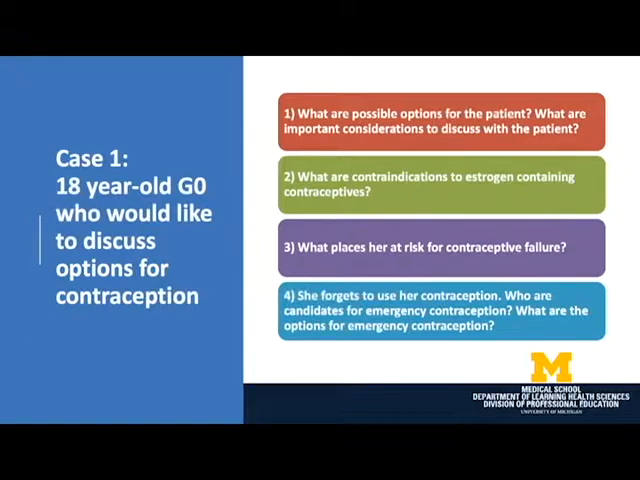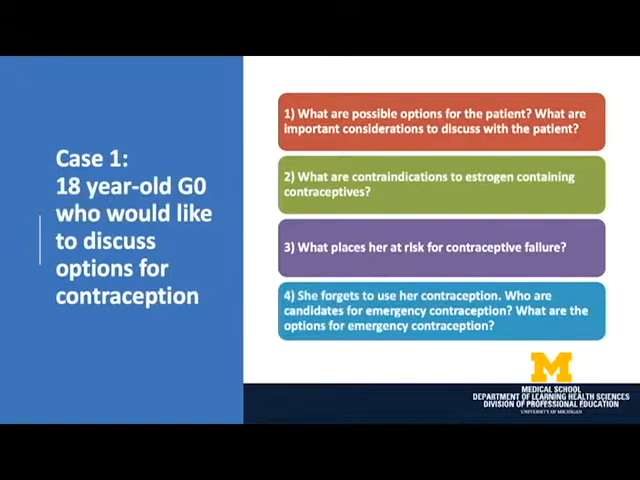We've all seen this patient probably hundreds of times, right? An 18-year-old who's never had a baby before would like to come in to discuss options for contraception. So that's the basic case, literally. It's one sentence in this case. We then gave the students a handout with the questions. So I'll read them to you.